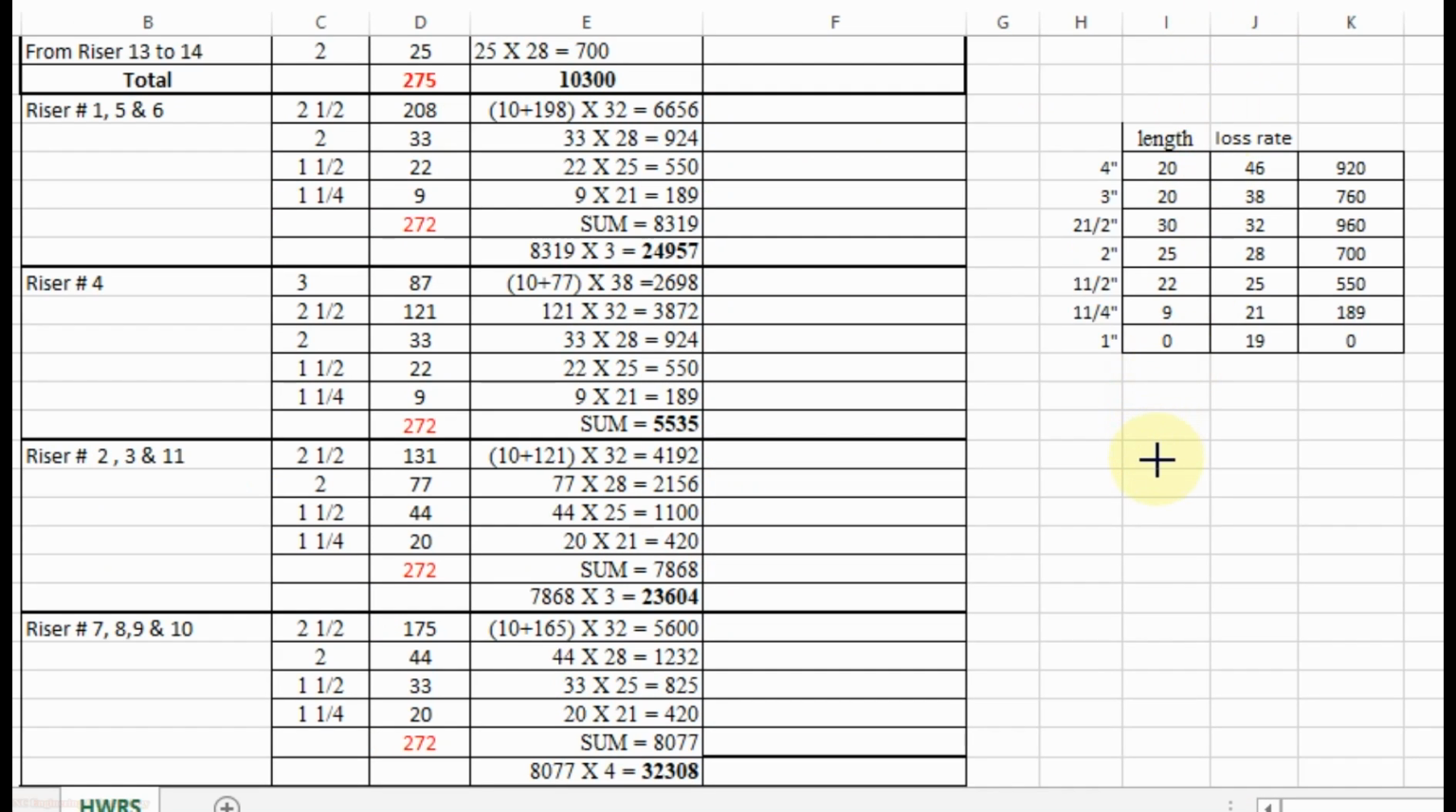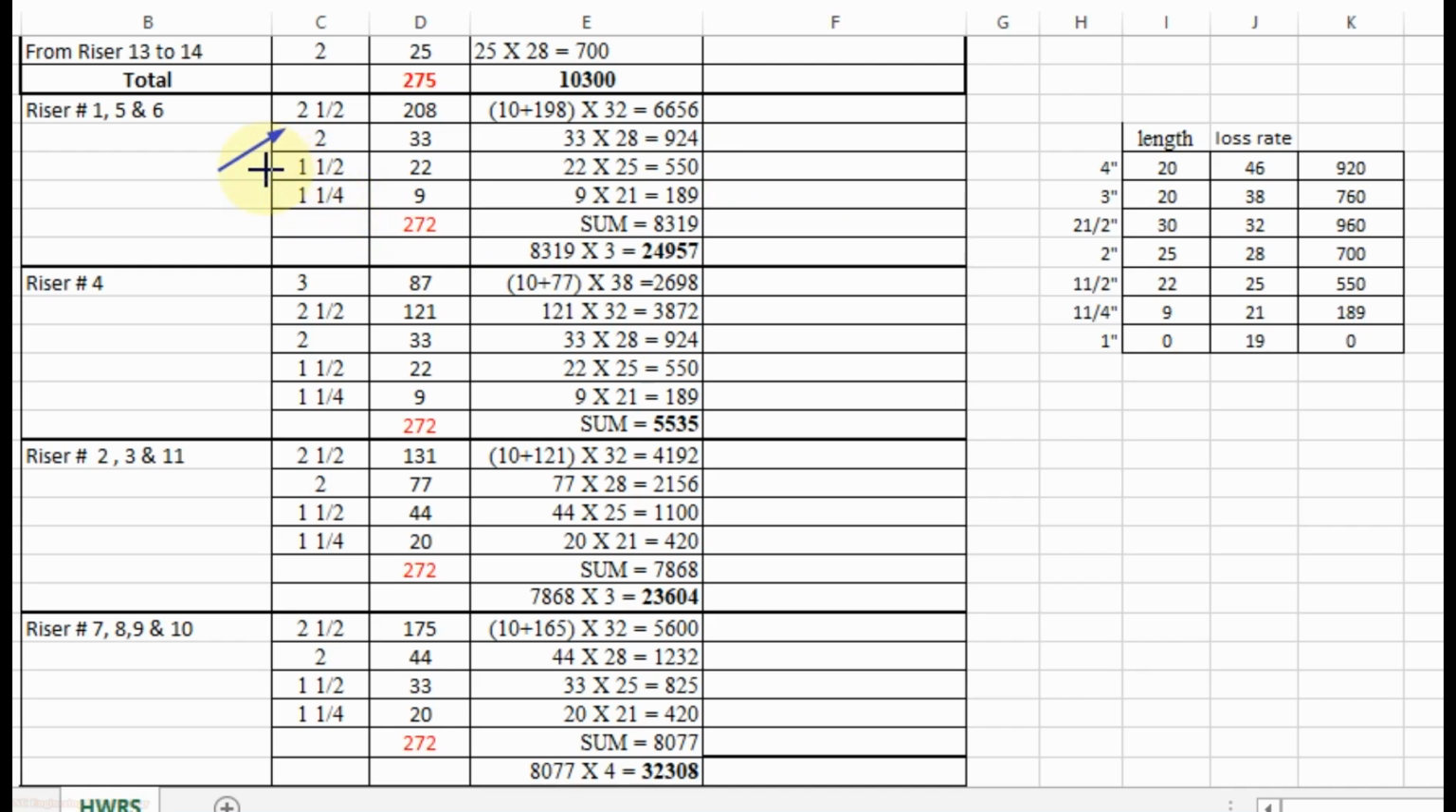In the same way, we will calculate the heat loss in all the segments of all risers. Risers number 1, 5 and 6 are typical. For the pipe segment of size 2.5 inch, the segment length is 208 feet. The heat loss rate for 2.5 inch is 32, so when we multiply 208 by 32, the total heat loss for this pipe segment is 6,656.